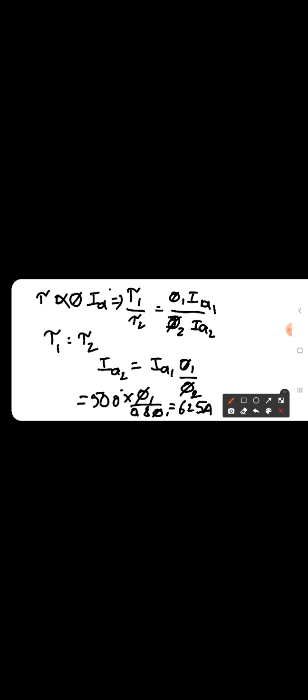So this is how we get the armature current and speed when terminal voltage is reduced to 50% and field current is reduced to 80%.